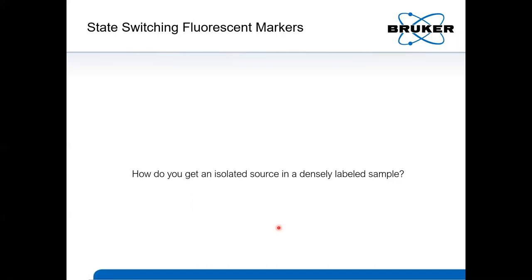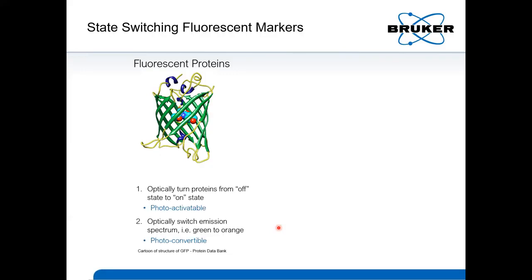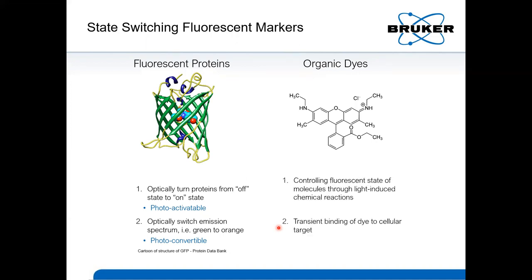So how do we get an isolated source in a densely labeled sample? There are two main methods for obtaining optical control over fluorophores. You can use fluorescent proteins that switch from off to on with UV light, or ones that shift emission spectrum. The second, more widely used method is the use of organic dyes, which through a series of light-driven reduction reactions bind a side group to the fluorophore, rendering it non-fluorescent.